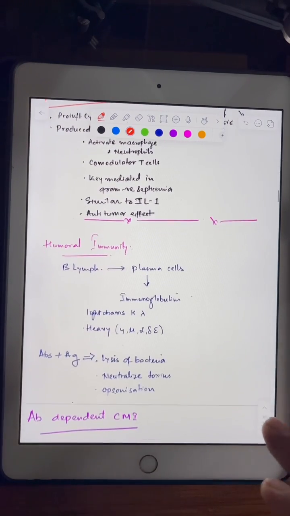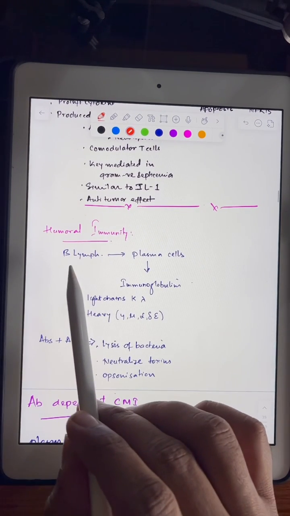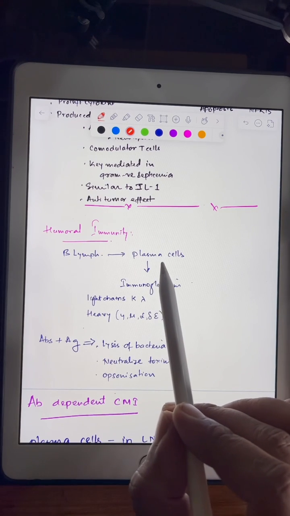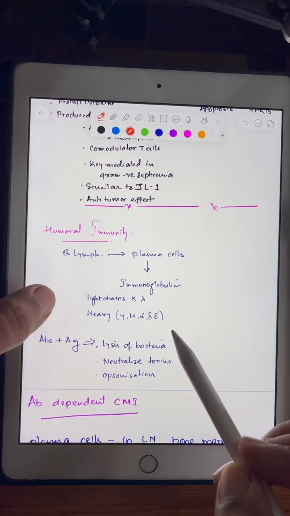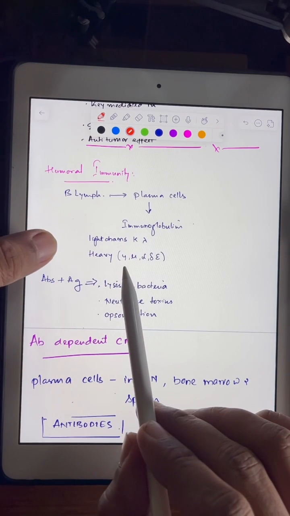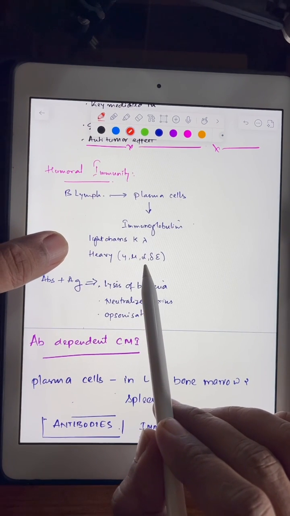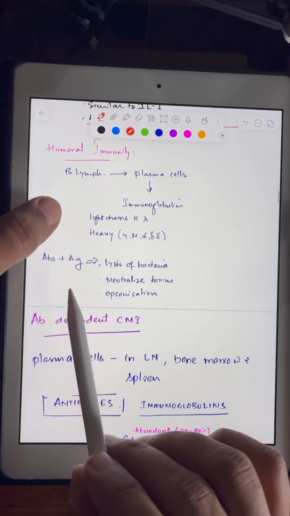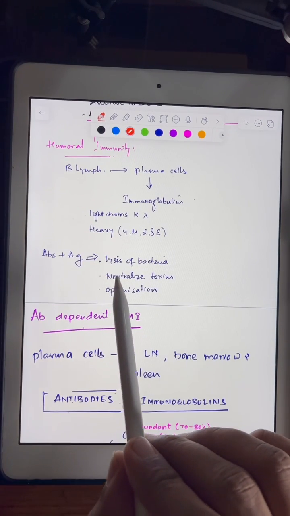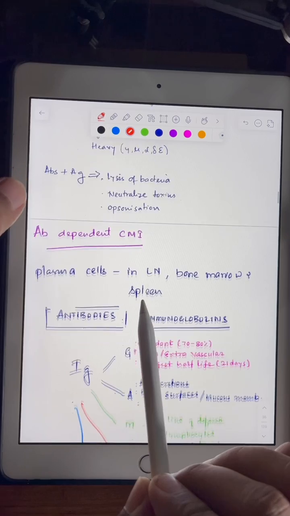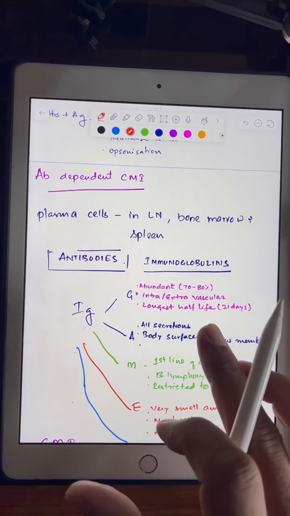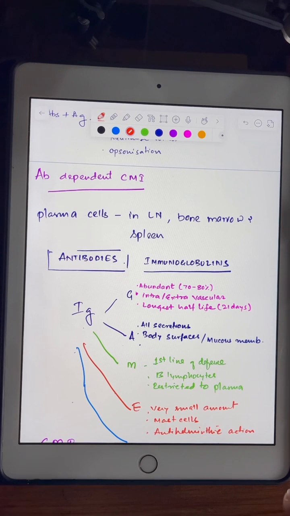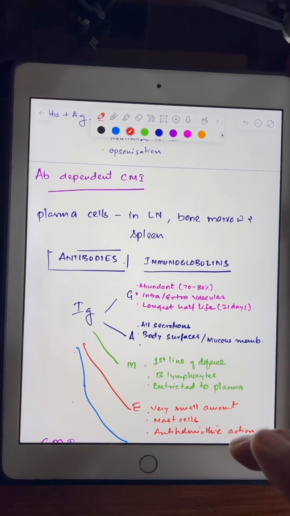Humoral immunity is through B lymphocytes, which stimulate plasma cells to secrete immunoglobulins having light chains kappa and lambda, and heavy chains mu, delta, gamma, alpha, epsilon. Antibodies plus antigen cause lysis of bacteria and neutralize toxins. Antibody-dependent cell-mediated immunity. Plasma cells are in lymph nodes, bone marrow and spleen.